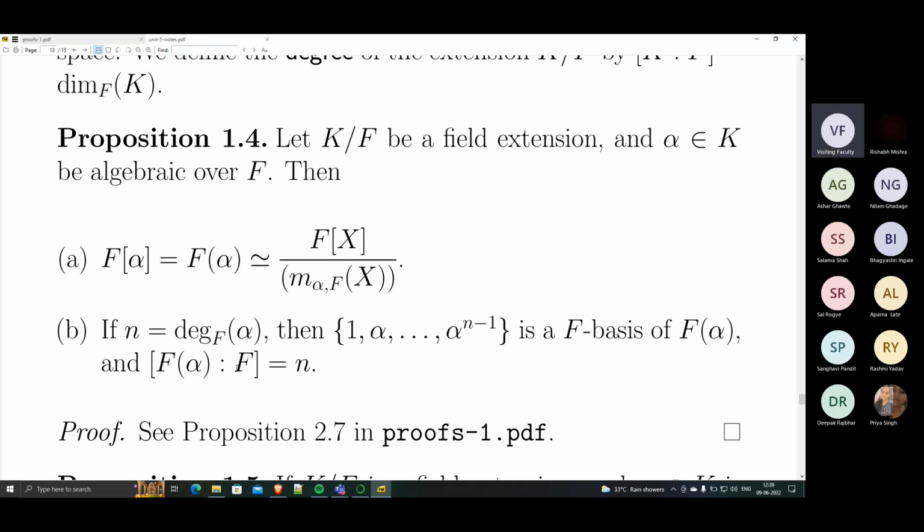So there are two statements that we prove here. One is a description for F(alpha) in terms of a quotient, and the other is a basis for F(alpha) in terms of alpha. All right, so let's look at the proof. The proof is again in the larger lecture notes that we'll see. So this is proposition 2.7. So let's look at that.